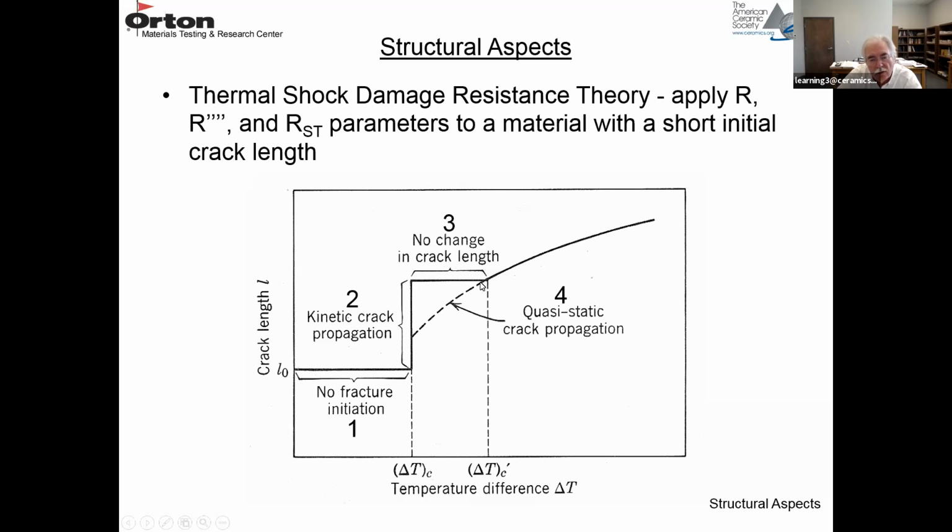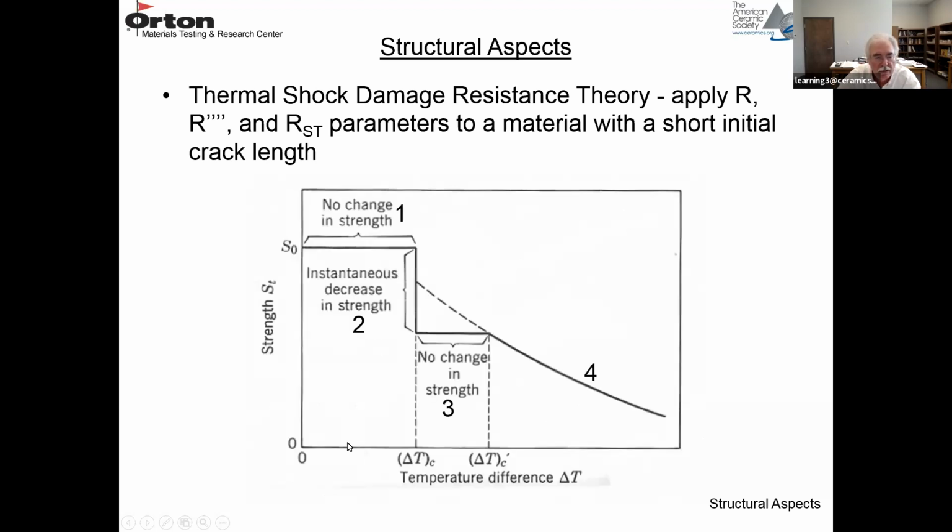And then the crack grows. Well, the crack is constant until you reach the delta T critical prime, and then you're in this region of quasi-static crack propagation. So that's how the crack length changes with temperature difference for a refractory type material.